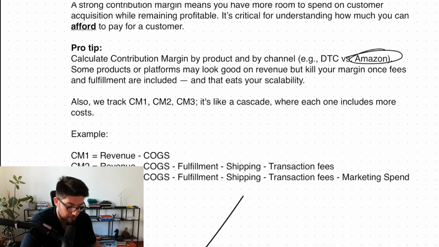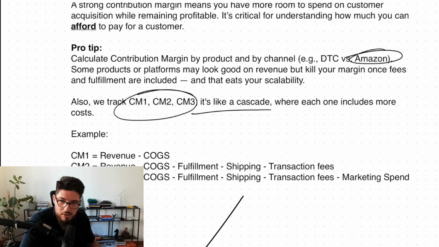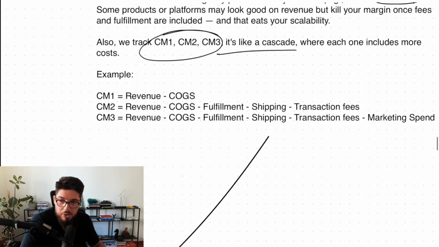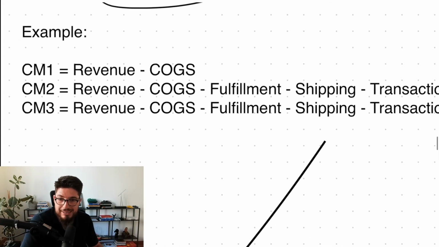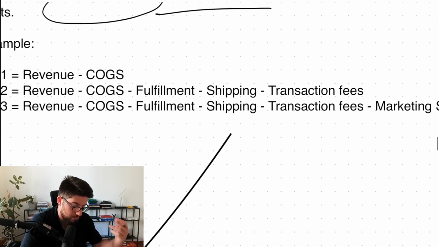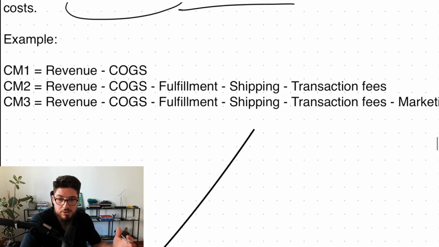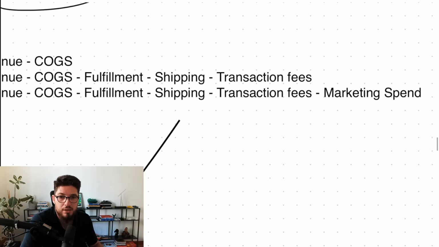And now the perfect tip: CM1, CM2, CM3. It's like a cascade. Each one is going to include more costs. This is an example. You can do whatever you want in there. So CM1 could be revenue minus COGS. CM2, revenue minus COGS minus fulfillment, shipping, and transaction fees. And then CM3 could be revenue minus COGS, fulfillment, shipping, transaction fees, and marketing spend.